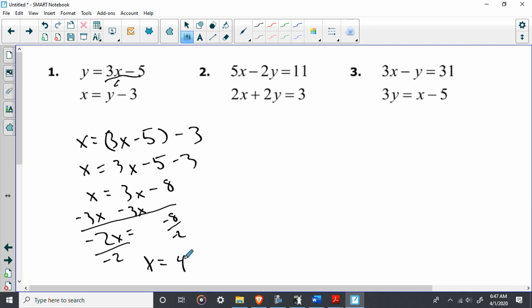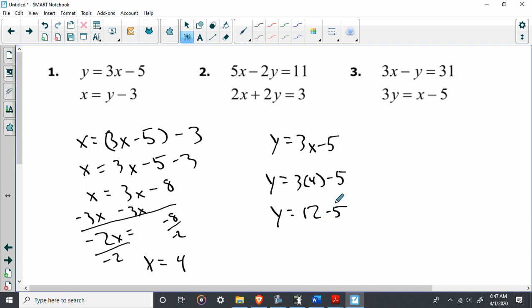Okay, so now that I've got x, I need to get y. So let's plug it back into this first equation. So what are we going to say? y is equal to 3x minus 5, and everywhere I see an x, I'm going to replace it with 4. 3 times 4 is 12. 12 minus 5 is going to be 7. So we think our answer is (4, 7). Let's plug that back into the other one just to make sure it works. So x was 4.